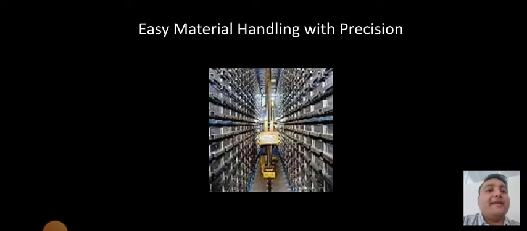So if you define row number 3 and column number 4, the automated guided vehicle will provide you the same product but with the optimum possible path. So easy material handling is possible, and with precision. It cannot give you another product if you give the input of column 3 and row 4.